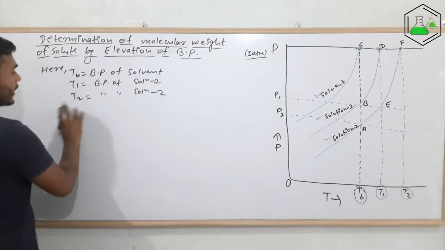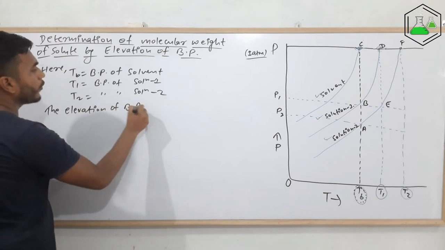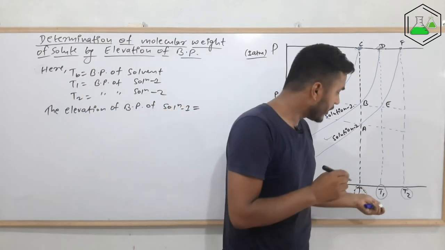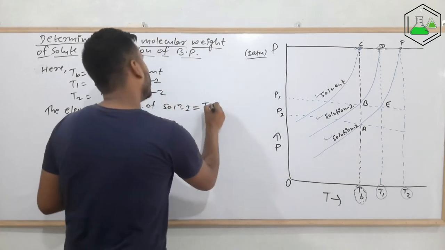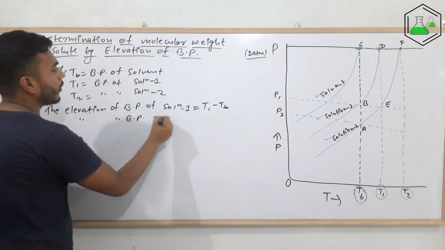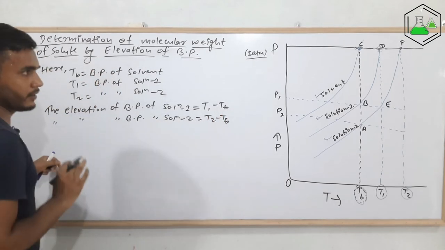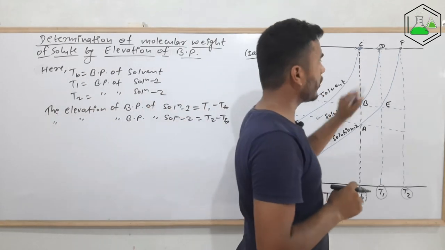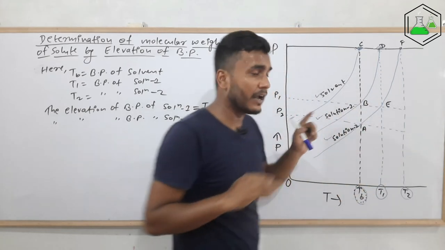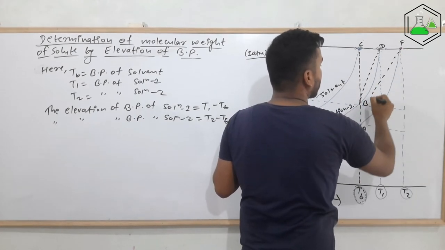That we know. Now, what is the elevation of boiling point of solution 1? T1 minus TB, right? Greater value minus smaller value. Similarly, the elevation of boiling point of solution 2 is T2 minus TB, right? This is the condition. Now look at here. There are three curves over here. These are curves, but for very dilute solutions, these curves will now become straight lines, parallel straight lines actually. So this curve will become like this now.